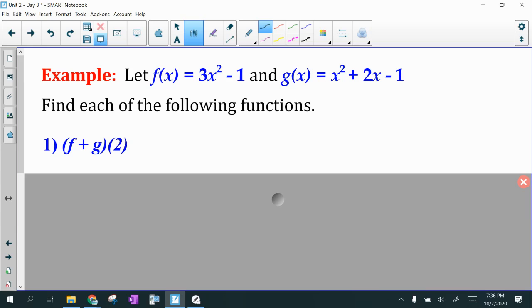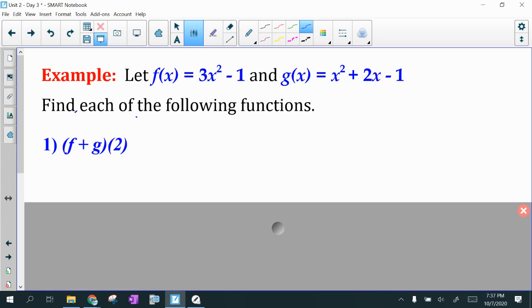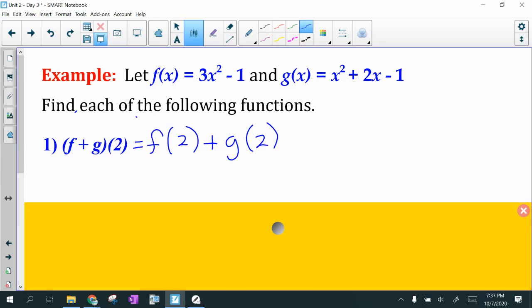Let's say I asked you to find f plus g of 2. And I'm going to be honest with you, there are 2 ways to do it. You could actually figure out what f plus g of x is and then substitute in the 2. But I'm going to be honest, it's probably going to be easier for us to just do direct substitution straight away. So in order for me to get there in this case, I'm going to figure out what is f of 2 and what is g of 2. Okay, so how do I go about doing that?